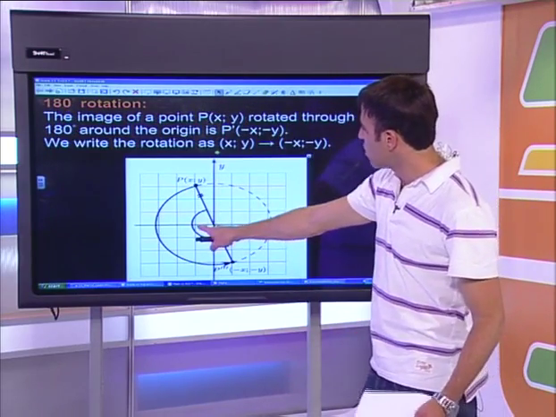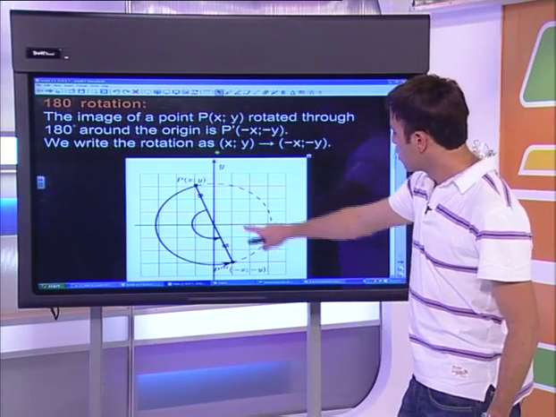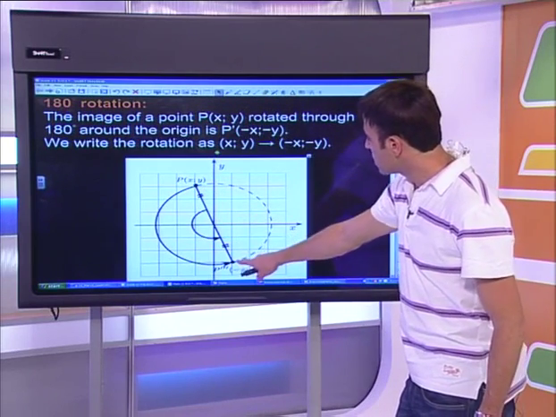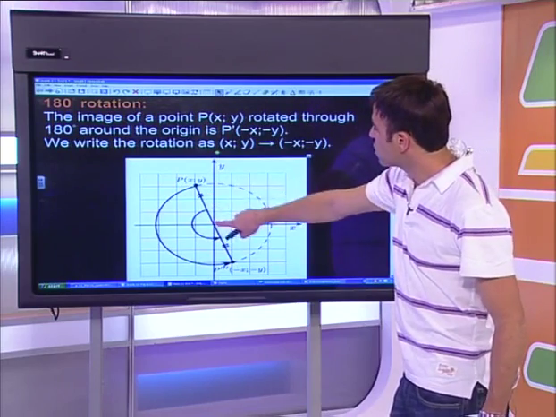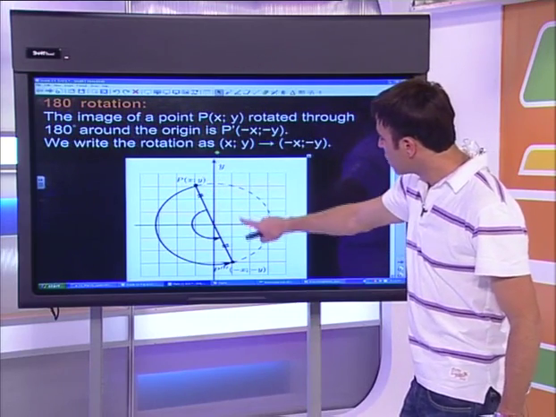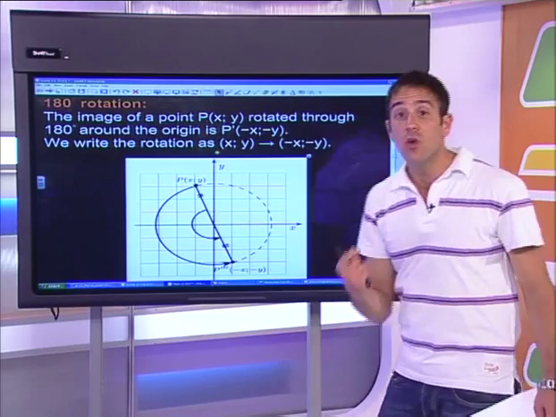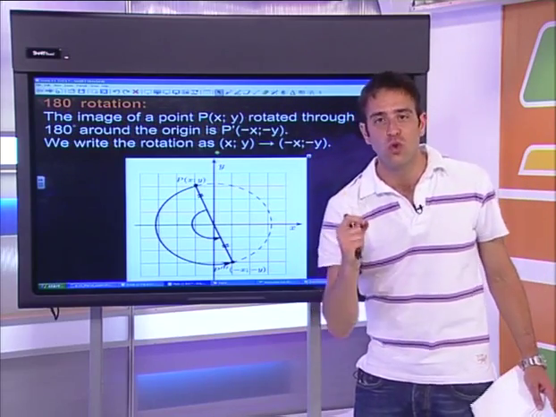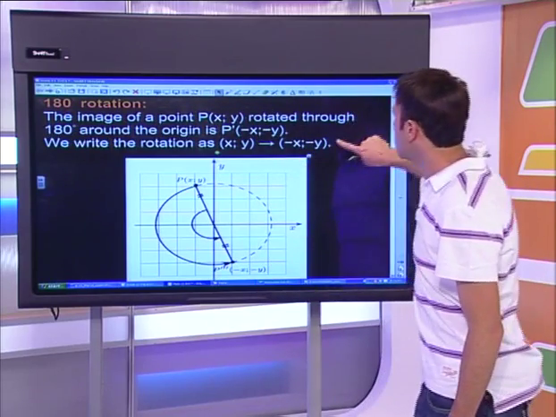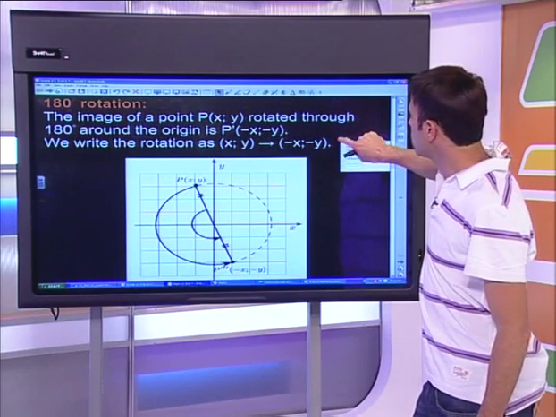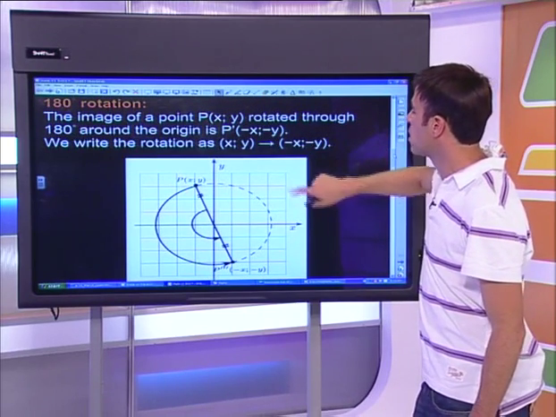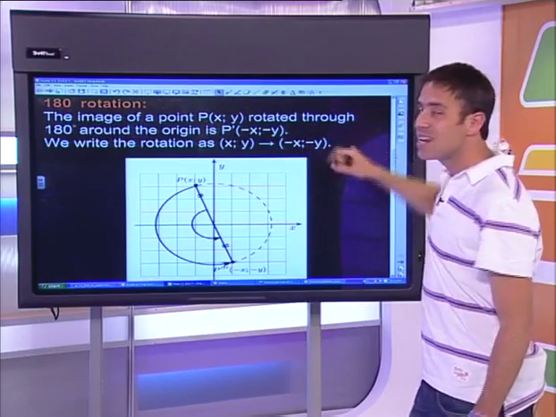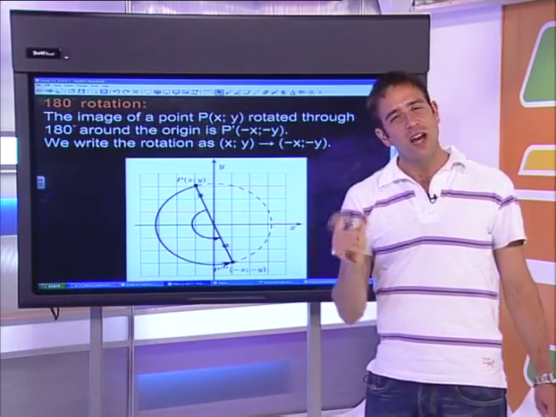Okay, the x value was minus 1. The new x value is 1. The y value is positive 3. The new y value is negative 3. In other words, the transformation rule that we need to learn by heart here is this rule over here. So we write the rotation as (x, y) becomes (negative x, negative y). That's a nice easy one.